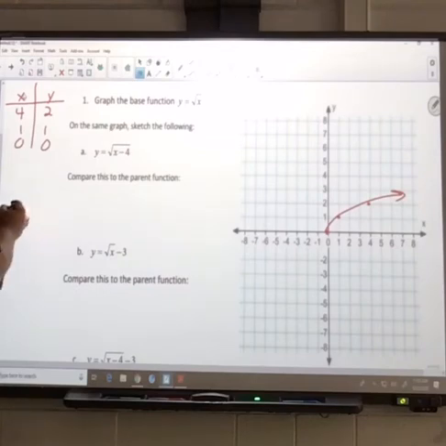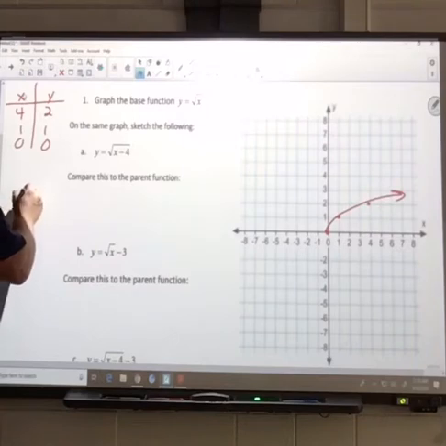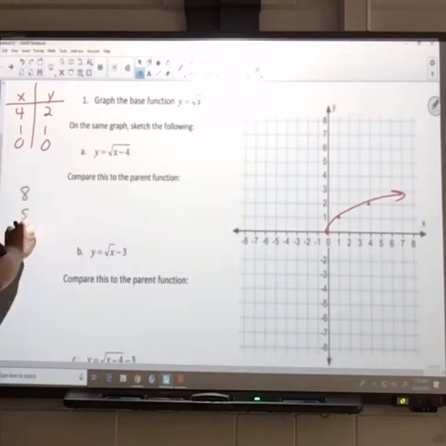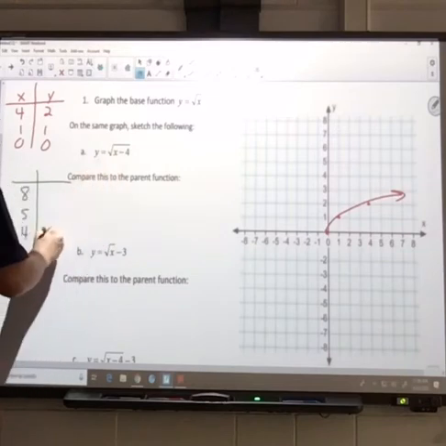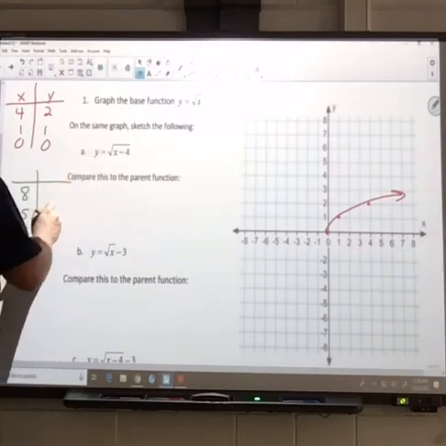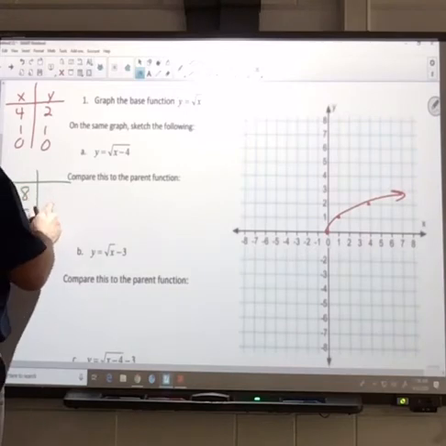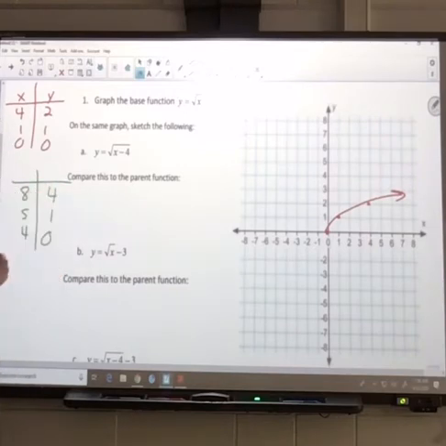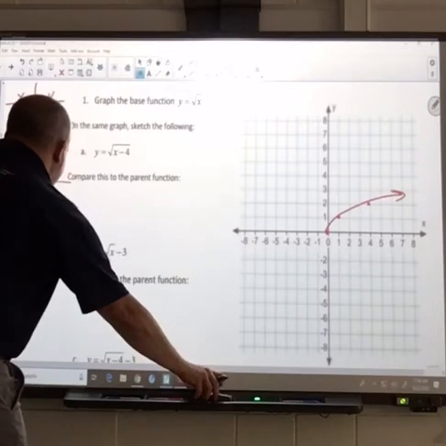In actual fact, what I should be using is the number 8, the number 5, and the number 4. So 4 minus 4 gives me 0. 5 minus 4 gives me 1. Square root of 1 is 1. And then 8 minus 4 gives me 4. Square root of 4 is 2.